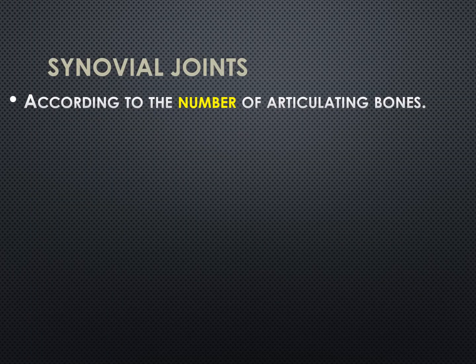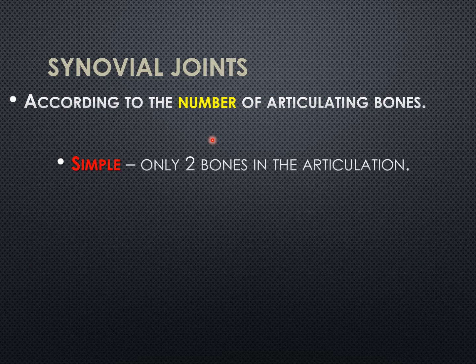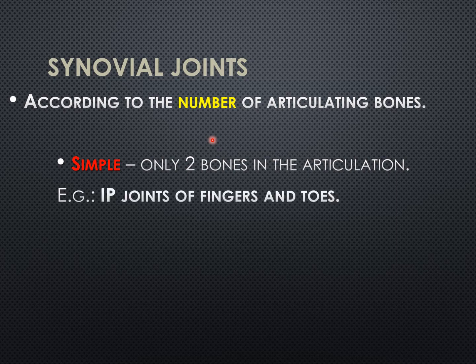Now we just saw how the synovial joints are classified according to the shape of the articular surfaces. Now we look at the classification of the synovial joints based on the number of bones that are articulating within a joint. There are 2 types of joints, that is simple joint and compound joint. In a simple joint, only 2 bones are taking part in the articulation. An example for this is the interphalangeal joints of the fingers and toes. IP means interphalangeal joints of the fingers and toes.